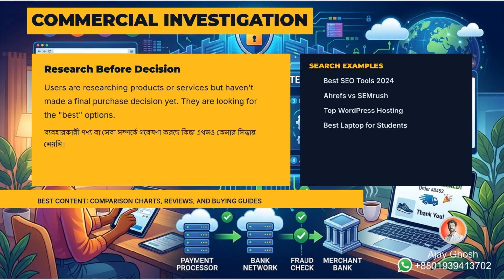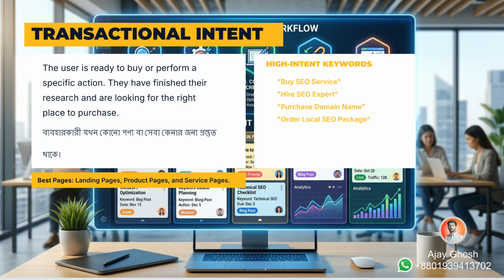Commercial investigation is when users research products or services before making a final purchase decision. They are looking for the quote options. Best content includes comparison charts and buying guides. Transactional intent indicates a user is ready to buy or perform a specific action, having finished their research. High intent keywords include buy SEO service or hire SEO expert.